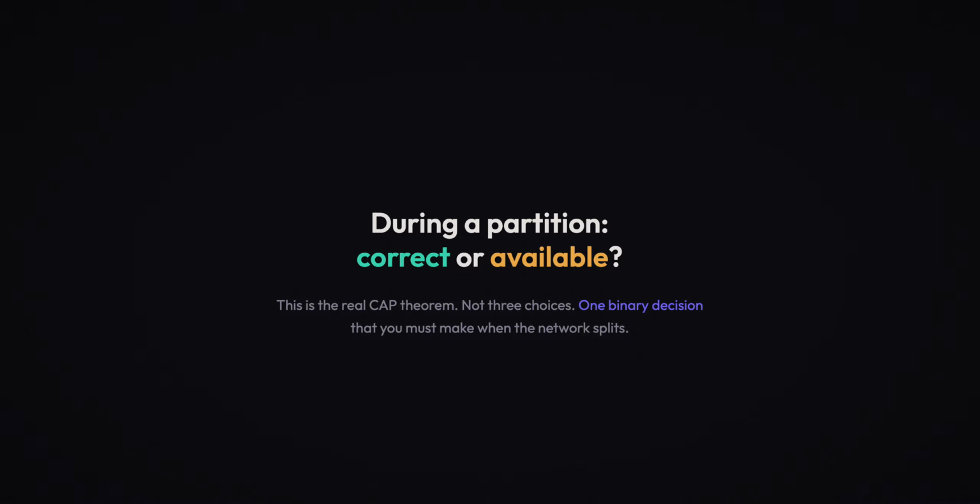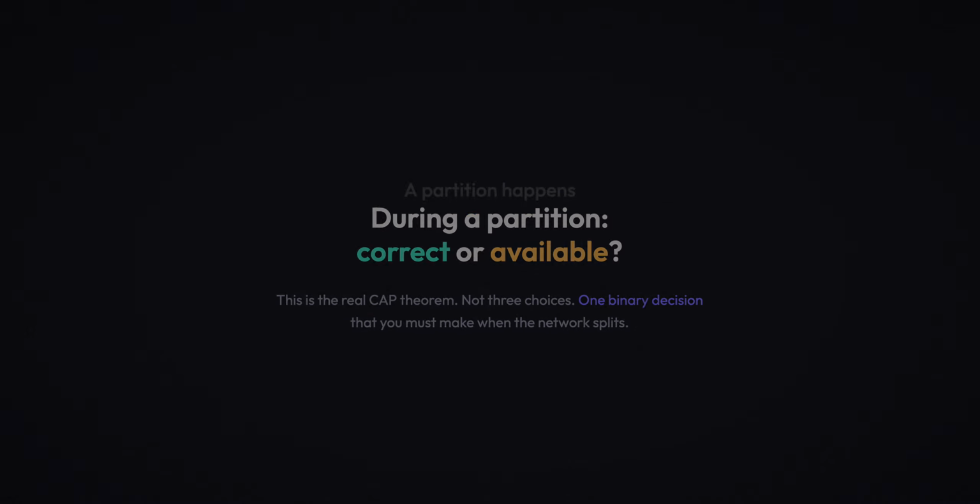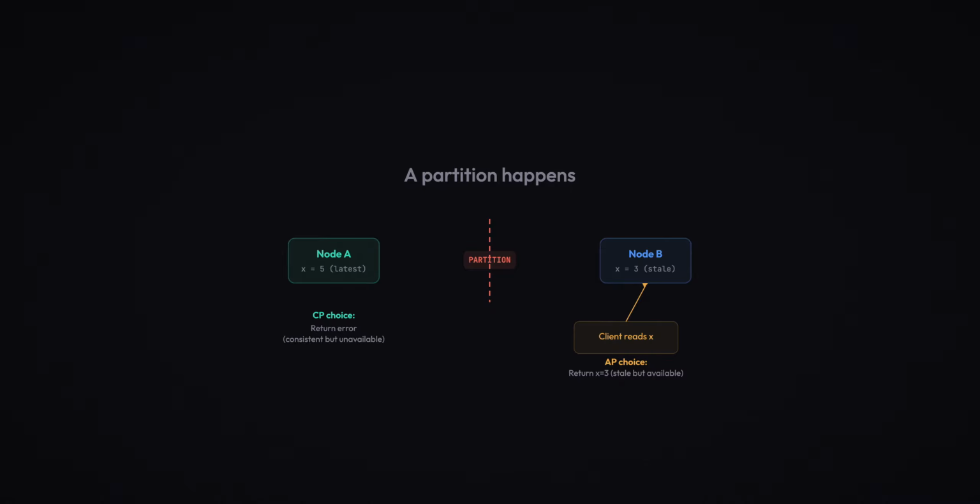Let me make this concrete. You have two nodes, node A and node B. Node A has the latest value of x. It's 5. Node B has a stale value, x equals 3. Now a network partition happens. Node A and node B can't communicate. A client comes in and reads x from node B.